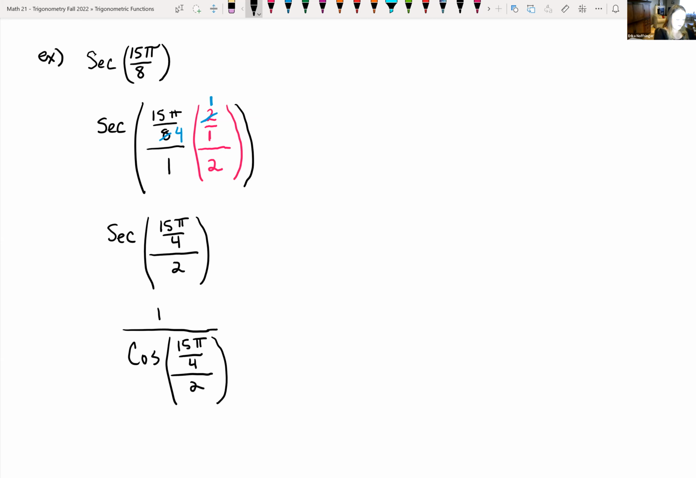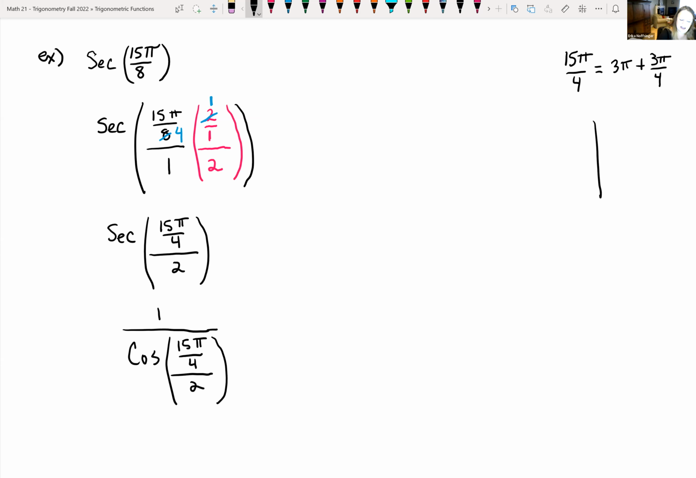So let's figure out what 15 pi fourths is. I know that 4 goes into 15 approximately 3 times. So let me just write this over here. 15 pi fourths. So 4 goes into 15 pi 3 pi times. So that's 12 pi. And 15 pi minus 12 pi, I'm left over with 3 pi over 4.